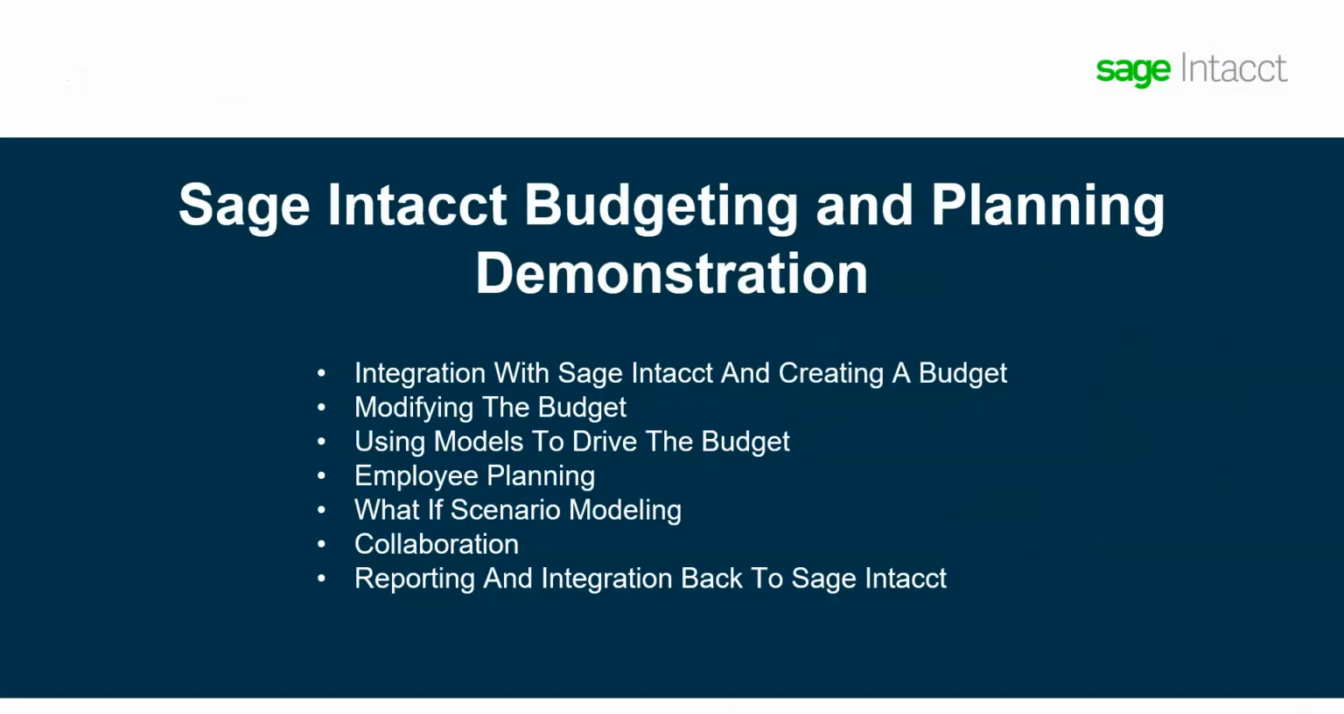So just a quick view of what we're going to look at today. We're going to look at integration with Sage Intacct and how you actually create a budget, how a user would actually go in and modify the budget, using those self-discoverable models to be able to drive the budget, and that would lead to allowing for that what-if scenario modeling. We'll also take a quick look at employee planning and how that can be achieved within the tool, as well as a short description of collaboration, as well as some of the built-in reporting and how that data integrates back to Sage Intacct for even more robust reporting. All right, let's get on with the demonstration.